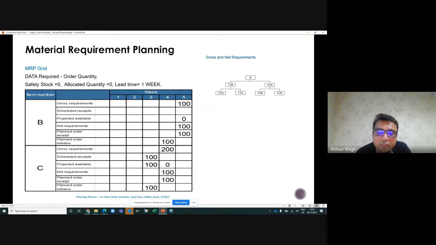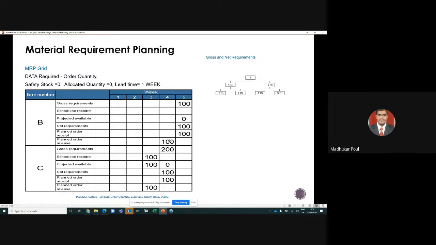The planner needs to release the order, which gives the information to the production: okay, this particular item needs to be produced in this week, and this is the lead time for this particular item. So they understand when they release it.